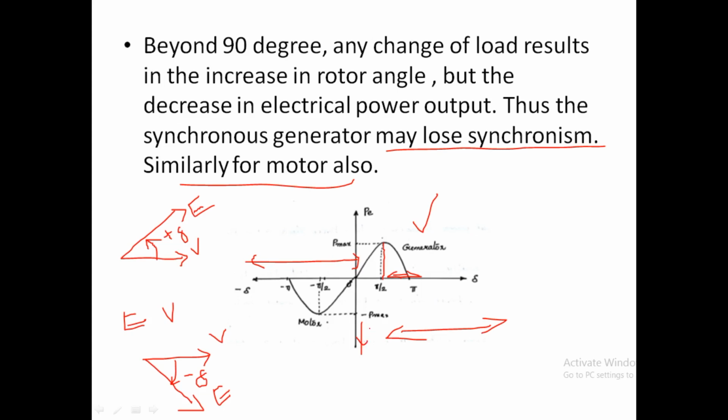Because there the generator is delivering P, but here P is absorbed. So it is negative. In a motor also it is a similar thing, only up to this point it will be stable, up to minus pi by 2, and beyond that it will be unstable. So these points you should remember in case of steady state stability. What is the steady state stability limit and how do we find it? The steady state stability limit is the point at delta equal to 90 degrees where the maximum power EV by X occurs.